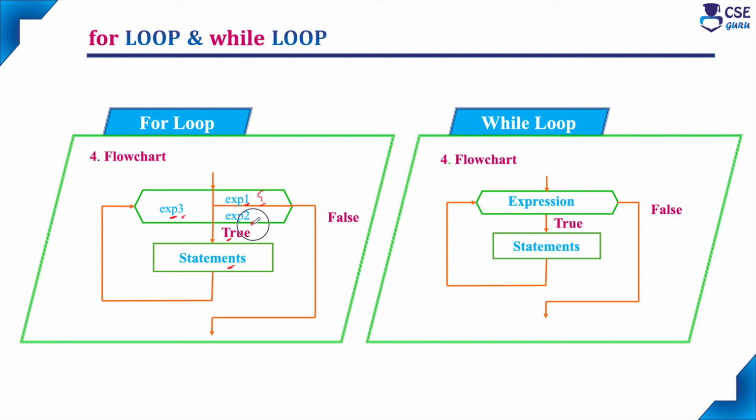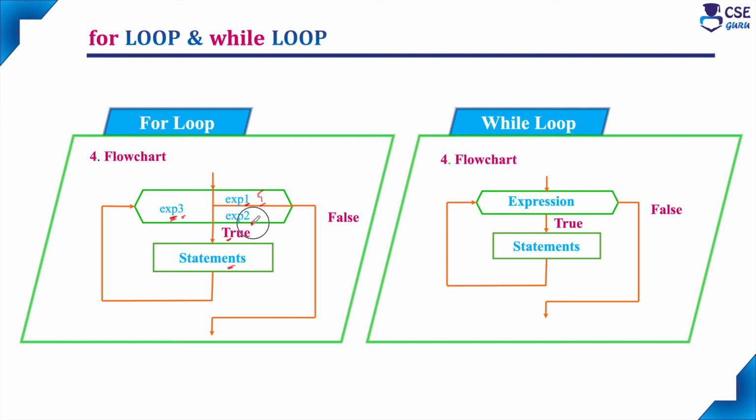That is, expression 2 with the updated variable value. Again, if the condition is evaluated to true, it will allow the body of the loop to execute one more time. After execution, update the variable value. With the updated variable value, check the condition.